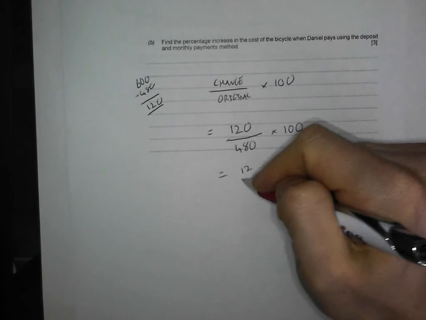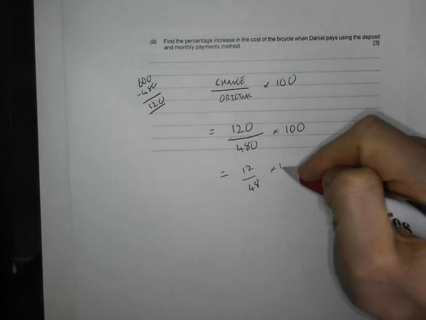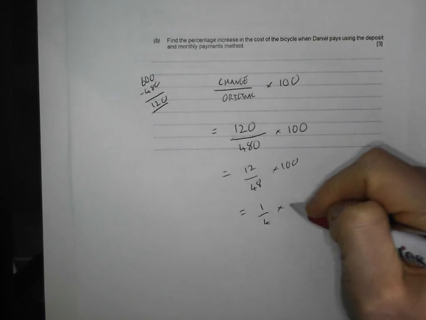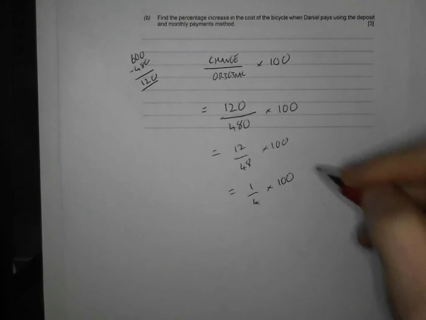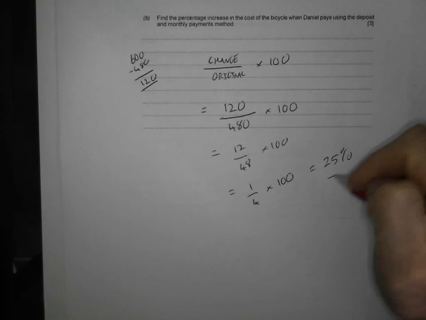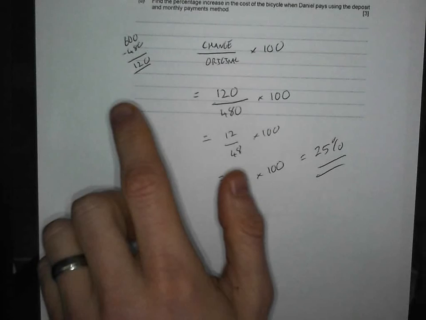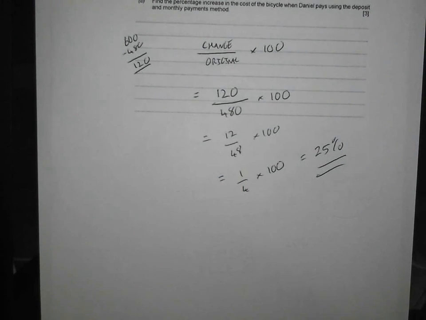And if you can't quite see that, just simplify. Divide top and bottom by 10. You get 12 over 48. Divide top and bottom by 12. You get 1 over 4. Perfect. So, what's 1 over 4 times 100? Well, I'm pretty sure that's just going to be a quarter of 100, which is just going to be 25%. So, it's changed by £120 out of 480, and that represents a 25% increase. There we go.